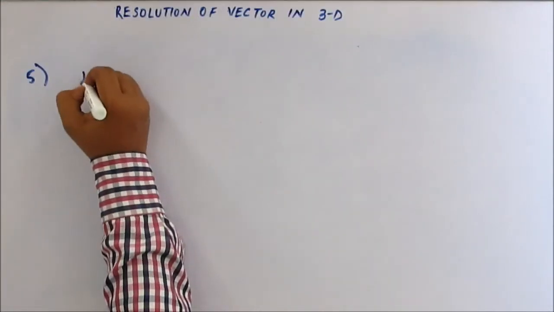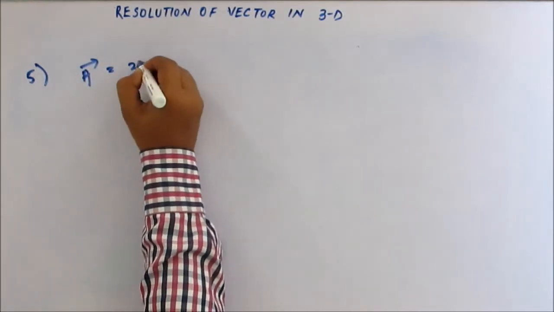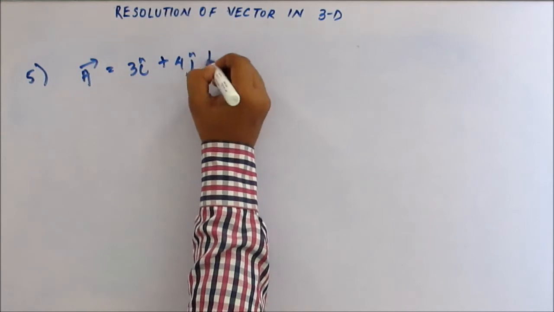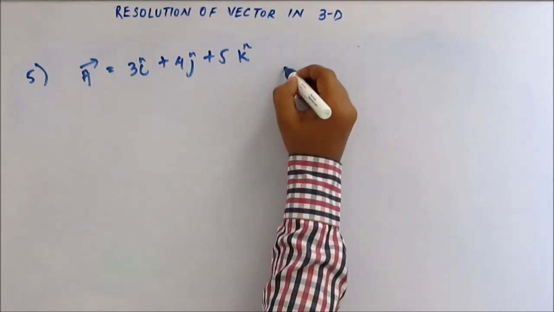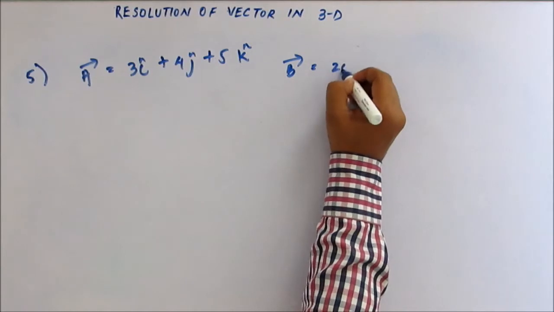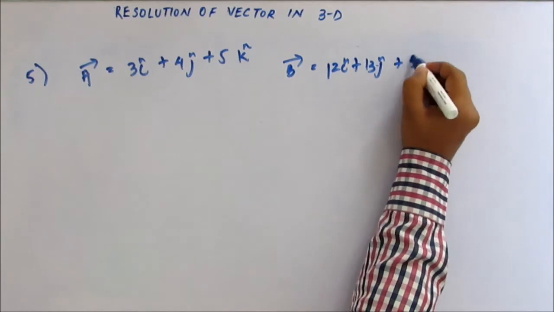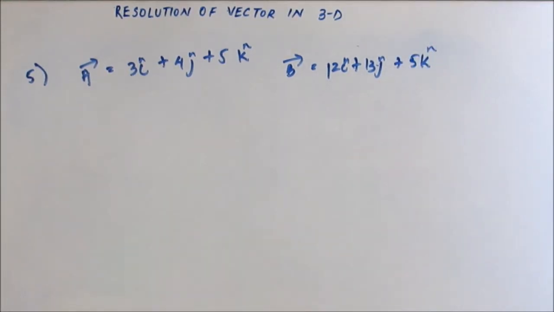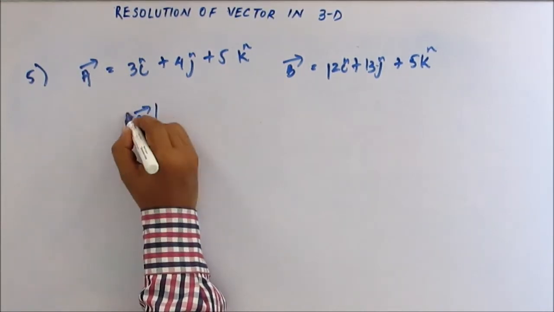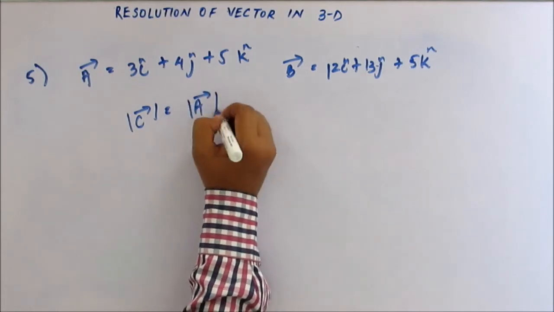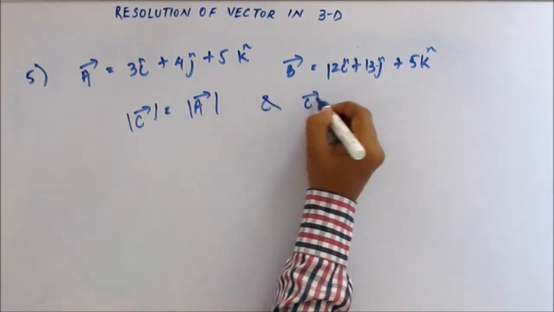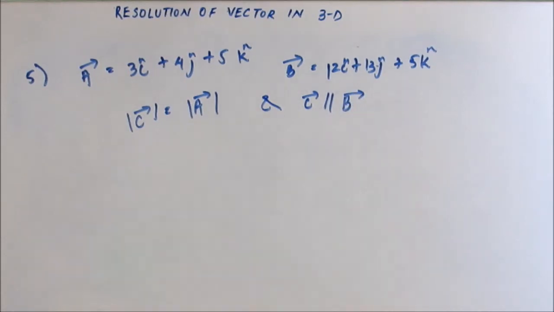Now let's solve a relatively better problem. Suppose A vector is given as 3i cap plus 4j cap plus 5k cap, and B vector is given as 12i cap plus 13j cap plus 5k cap. Now they are asking to find a vector C such that the magnitude of vector C is the same as the magnitude of vector A, and C vector is parallel to B vector. This is a conceptually good problem. You should try this one out.